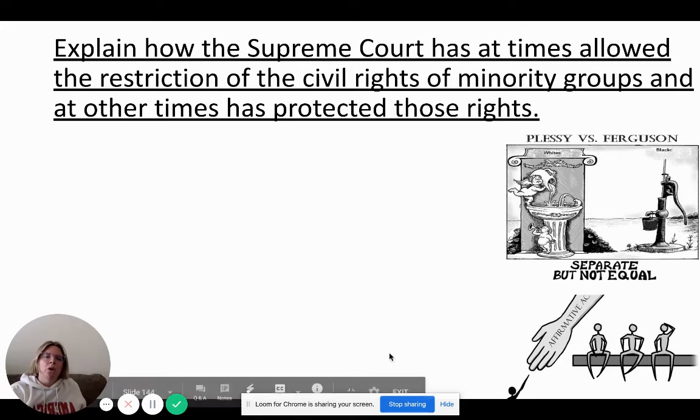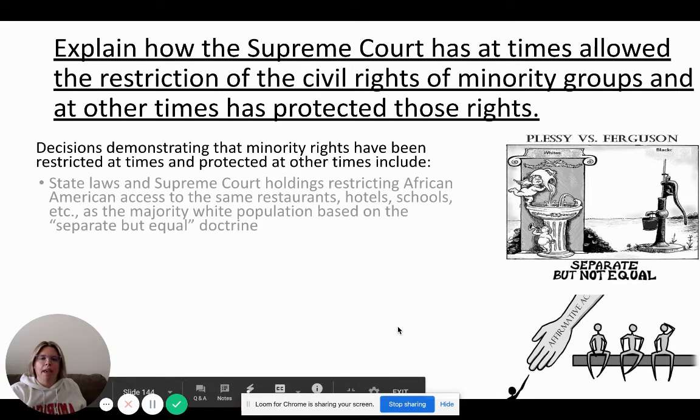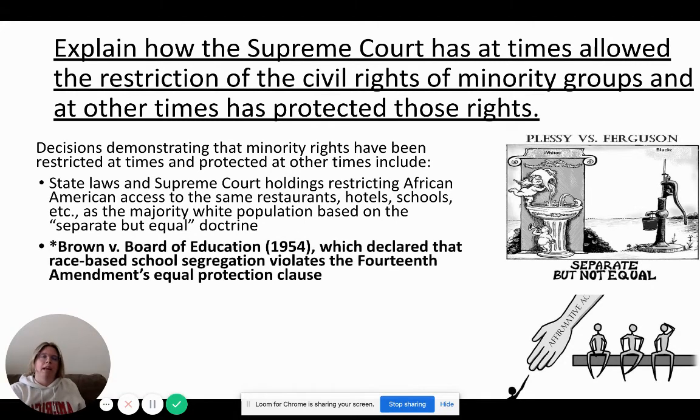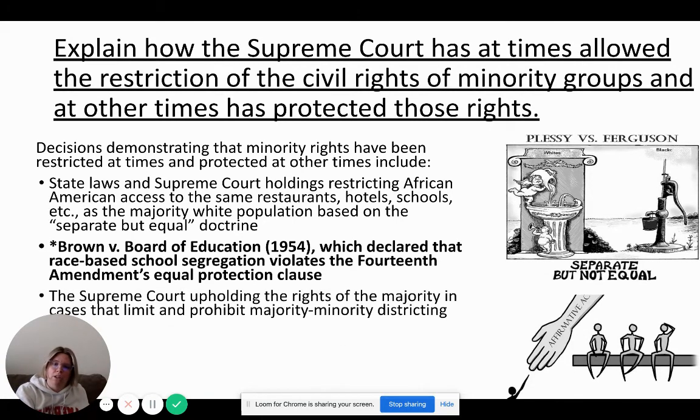Anyways, so what's an example of a time that they have restricted rights? Plessy v. Ferguson. Hello, basically separate but equal. That's restricting rights because that's saying we can have segregation and stuff. And then other times, Brown versus Board of Education, they've protected minority rights. So in Plessy, they're basically restricting rights and saying we're allowed to have segregation. In Brown, they're like, no, we're going to protect the minority rights and say no segregation.